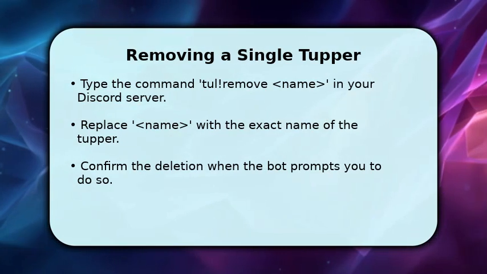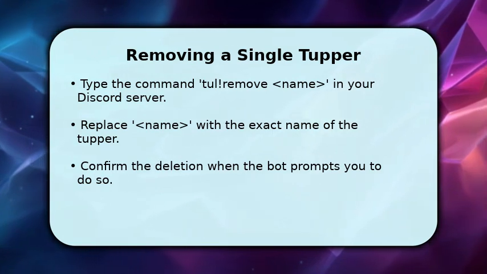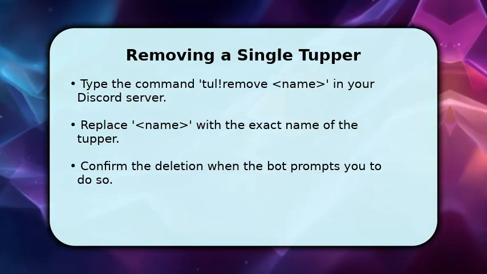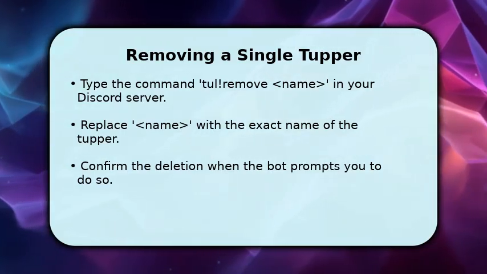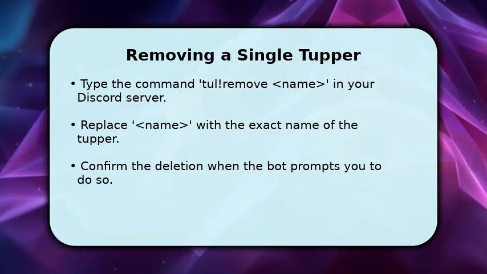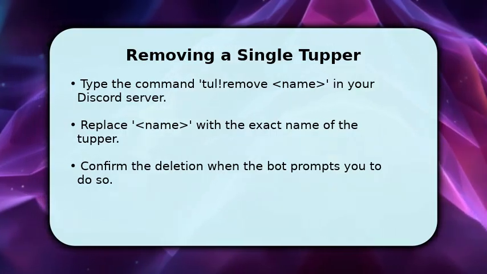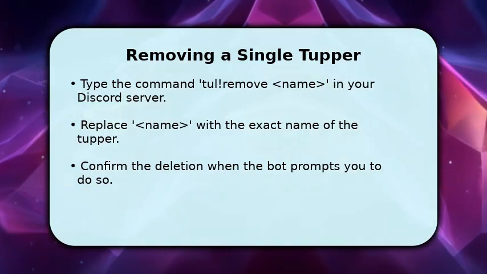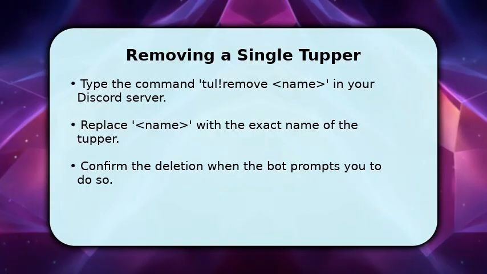To remove a single Tupperbot, you'll use a simple command. In your Discord server, type tul!remove followed by the exact name of the Tupper you wish to delete. For example, if your Tupper is named Buddy, you would type tul!remove Buddy. The bot will then ask for confirmation, so be sure to confirm to finalize the removal of that specific Tupper.